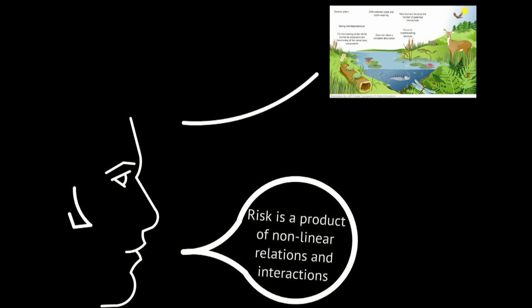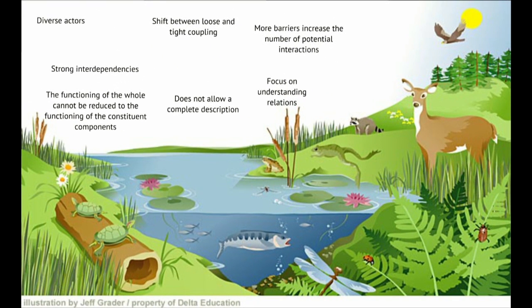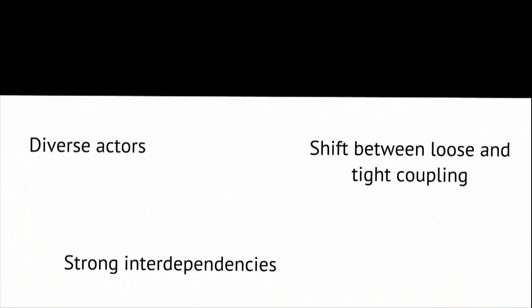And the metaphor that we typically use is the metaphor of a living system in order to construct risk as a product of nonlinear relations and interactions. And the living system works from a completely different set of principles than does the machine. Here we do not work with linearly connected components. Here we work with a diverse set of actors who shift between being loosely and tightly coupled, who shift between being highly interdependent and highly independent, constantly and dynamically so.